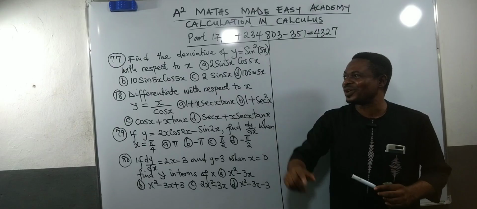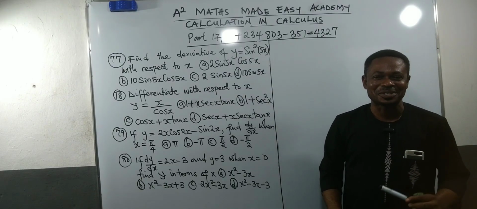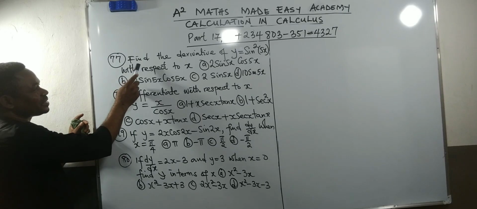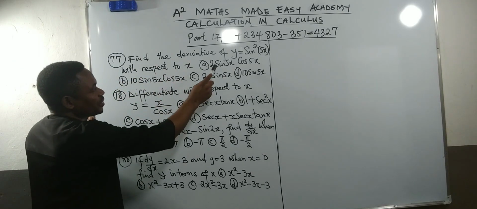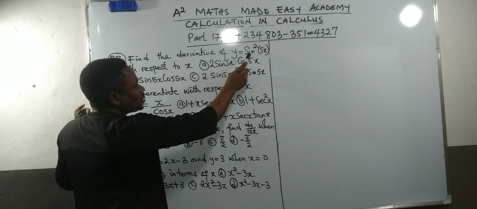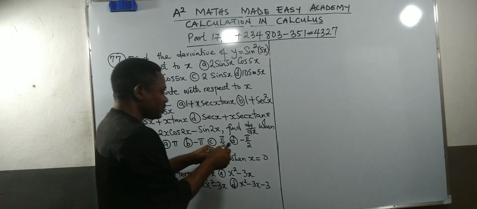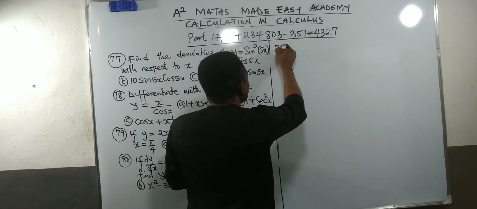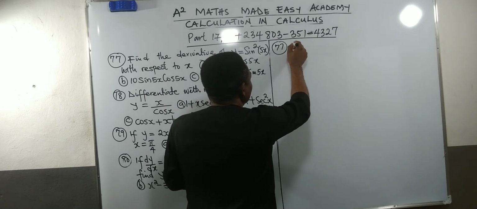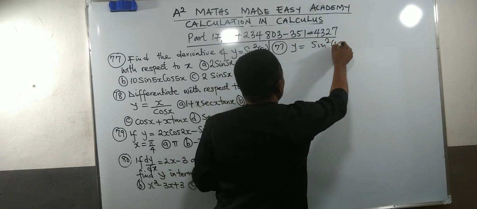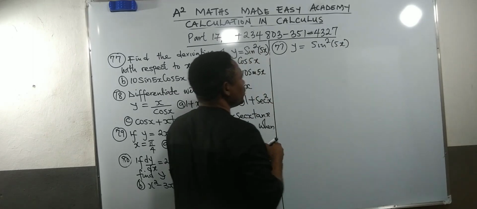Now, can we move to question number 77? I want you to watch. Question number 77 says, find the derivative of y equal to sine square of 5x. So permit me to write out the question now. Question number 77. We are given that y is sine square of 5x. Are you with me now?